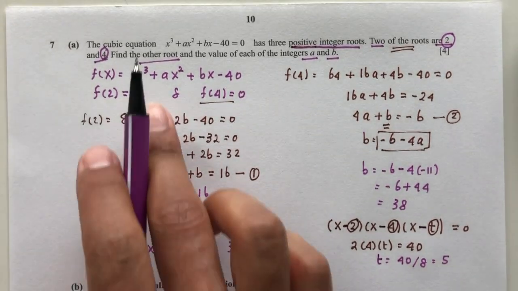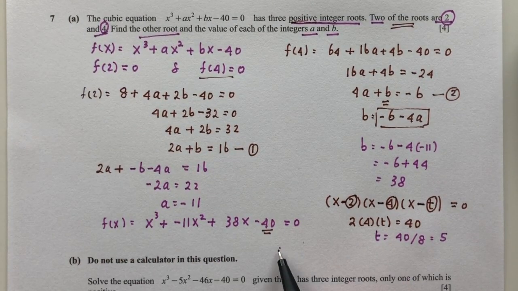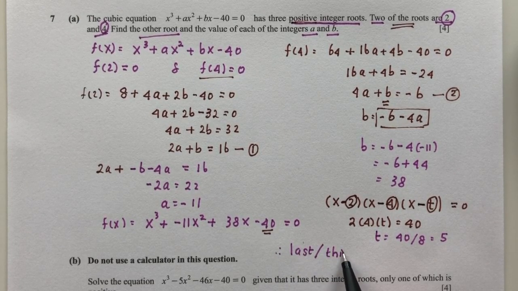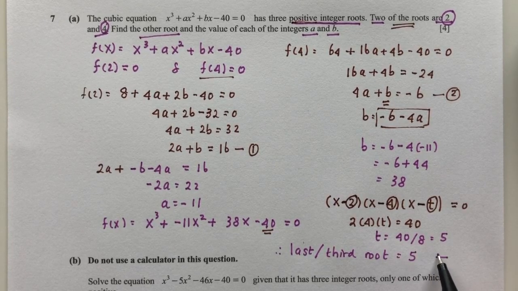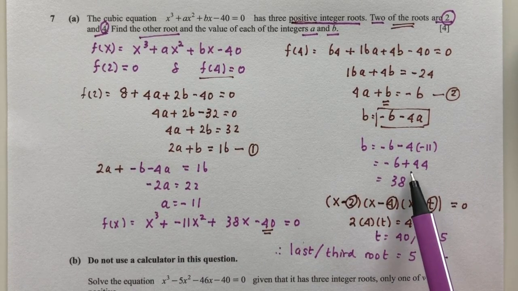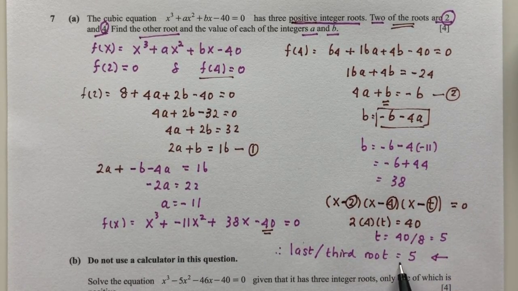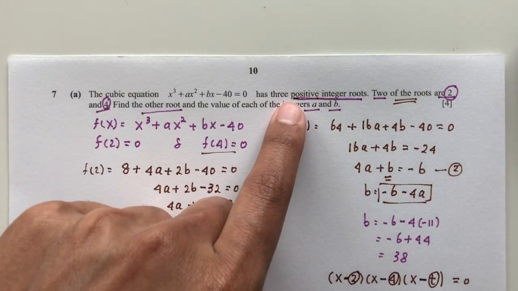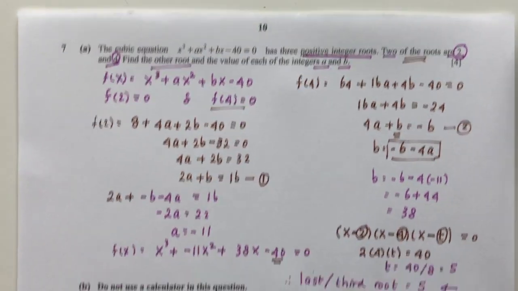So the last root will be, so let's write down the third root is equal to 5. So just to recap, the value of a is minus 11, the value of b is 38, and the third root is 5. As mentioned, it is a positive integer root.